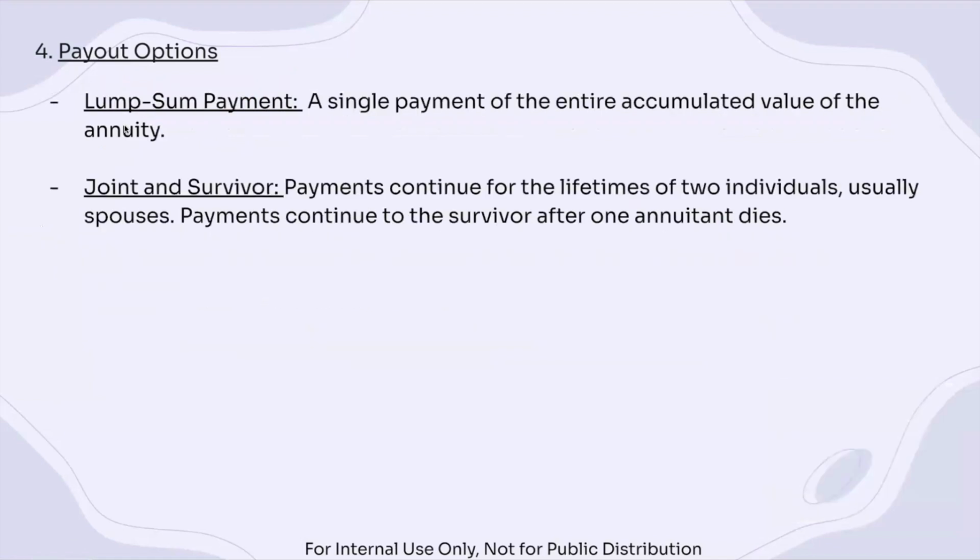All right, I have two more here. Another payment option is a lump sum payment. It can be a lump sum payment immediately, maybe at the age of 90. There's that immediate payment. We also have the joint and survivor payout option. This is where payments continue for the lifetime of two individuals, and payments continue to the survivor after one of the two annuitants dies. So this is more of a combination type annuity plan. We can have payments continuing for the lifetime of these two individuals, even after one of those annuitants has passed away.